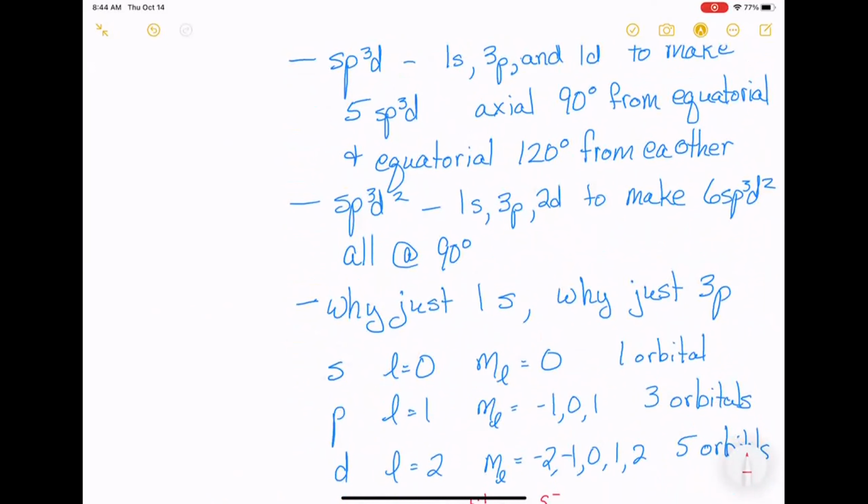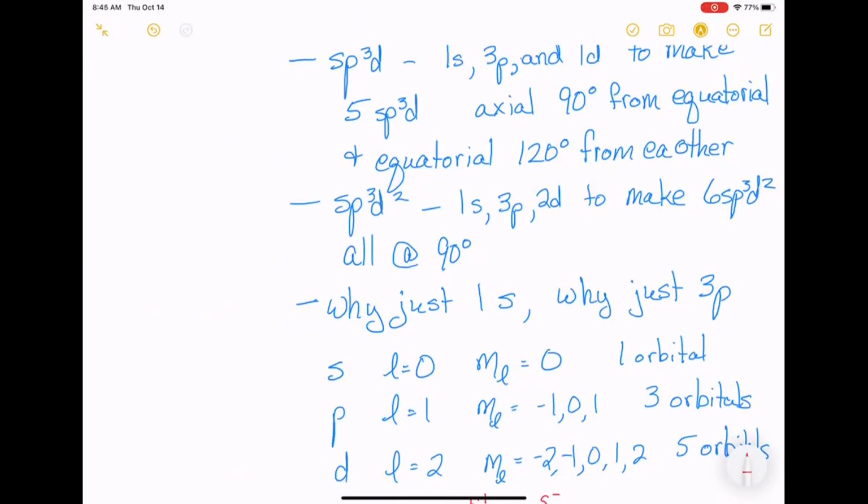There is only one s because when you work through the quantum numbers for an s subshell, that means the L is equal to 0. That means the M sub L has to be 0. And if M sub L has only the one value of 0, that means it has only one orbital. So that's why we only have one s: there's only one s orbital.